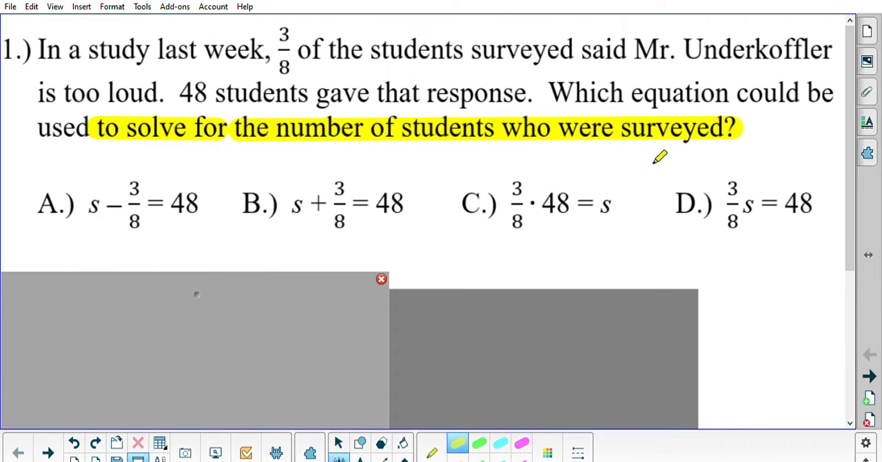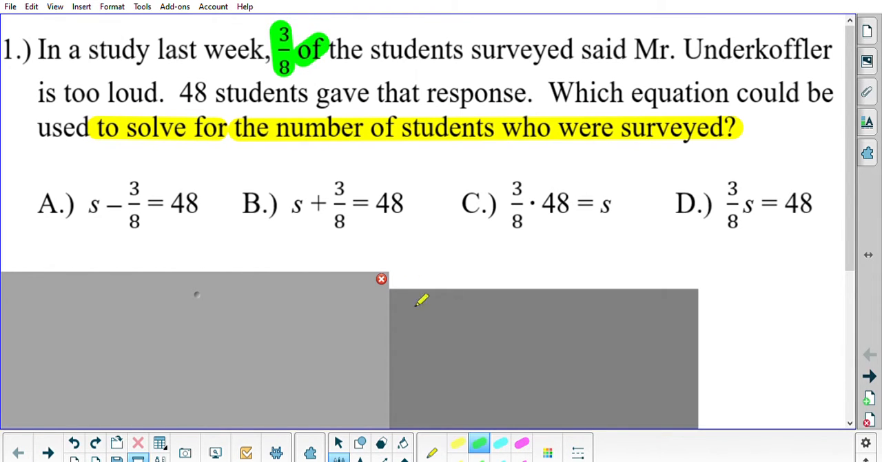Here's why this matters. If you know what words represent the variable, then when you go back and you start translating the sentences piece by piece into what they mean mathematically, then you'll see the words that represent the variable, and that will help you to know where the variable should go. Let me show you what I mean. Rereading the first sentence: in a study last week, 3/8 of. Now I'm going to stop right there. We know 3/8 means 3/8.